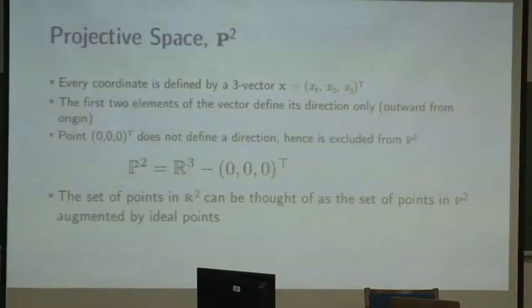So isn't this the opposite way around? The set of points in P2 should be those that are in R2, augmented by ideal points. Oh yeah, maybe there's an error. Oh yeah, sorry. Thanks for pointing it out. The set of points in P2 can be thought of as a set of points in R2 augmented by ideal points. Yes, you're right.